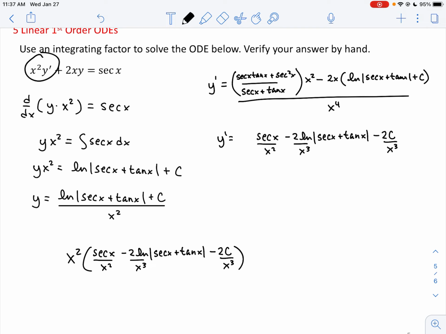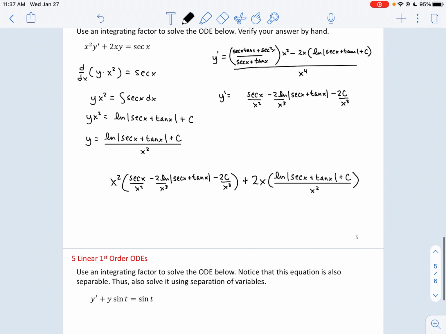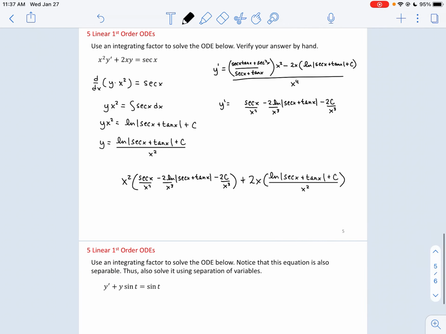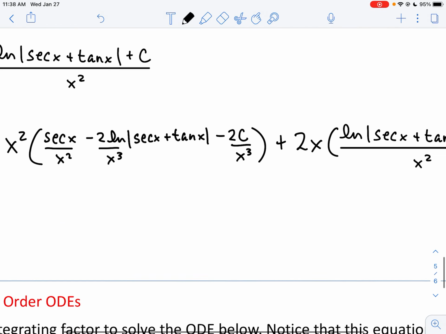Okay, so I've done this part, x squared times y prime, plus 2xy is next. So plus 2x times y, and y is right there. And let's see what this becomes.